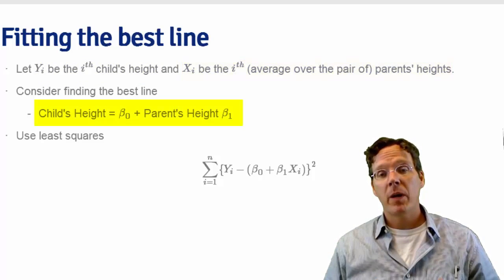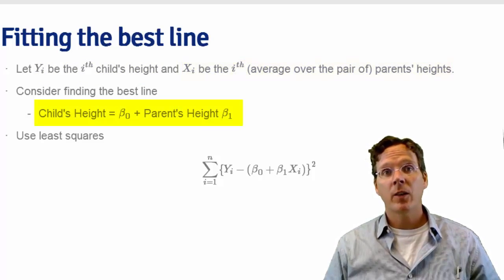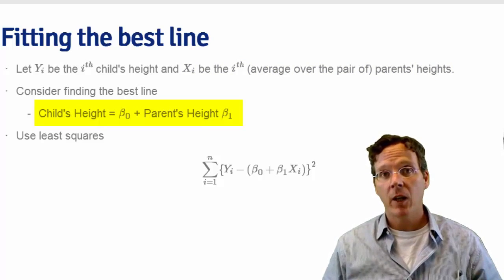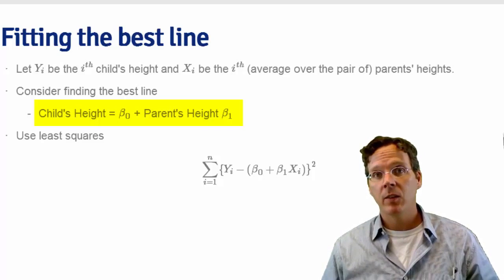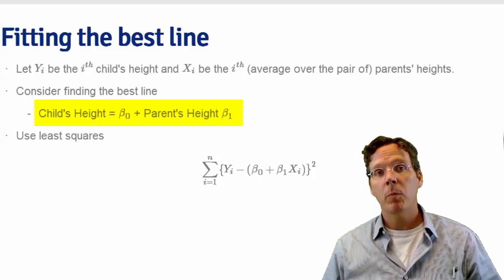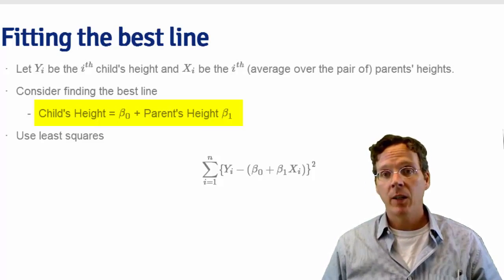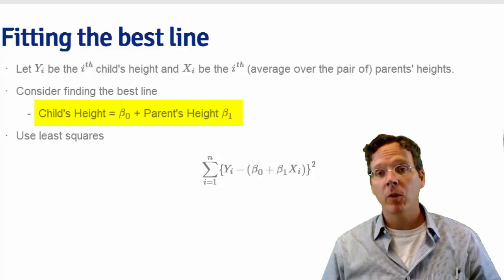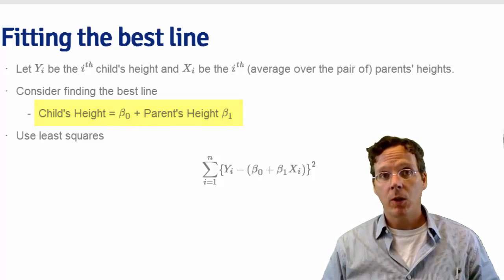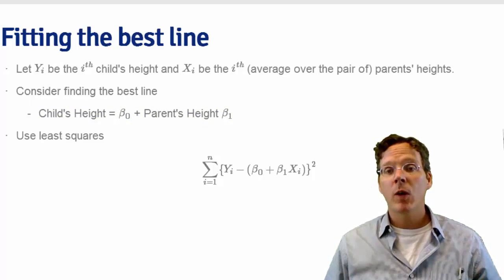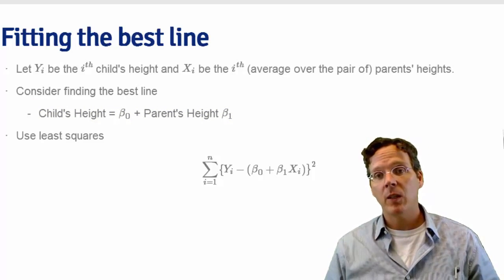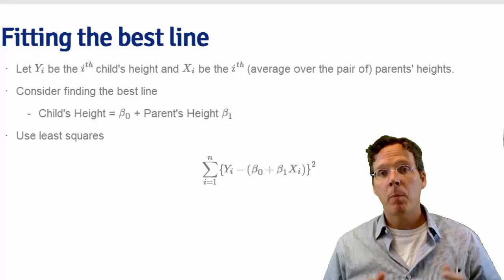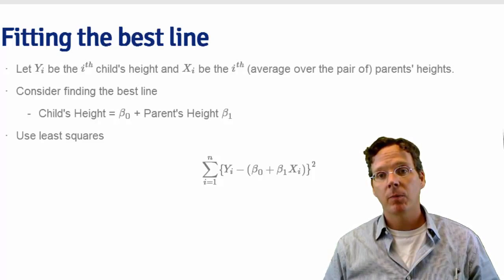Now we want to find the best line, where we want the line to look like child's height is an intercept, which we label beta naught, plus the parent's height times a slope, which we label beta 1. So beta naught and beta 1 are parameters that we would like to know but don't know. Well, we need a criterion for the term best. We need to figure out what we mean by the best line that fits the data.